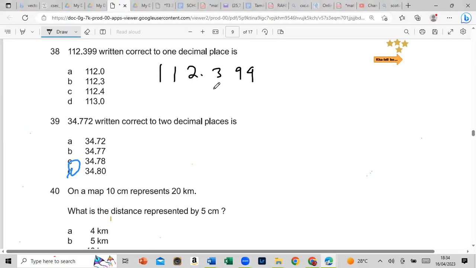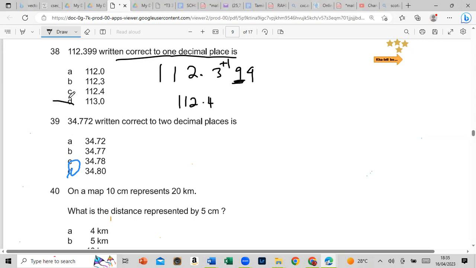All right, so guys, it's correct. Notice it said to 1 decimal place, so we want to have 1 decimal place. However, we have to check the first number to its right. If that is 5 and over, we add 1 to this. So that's how we got the 4. So it would be C.